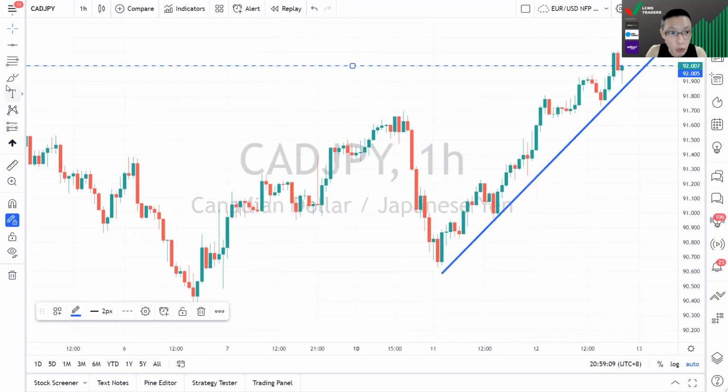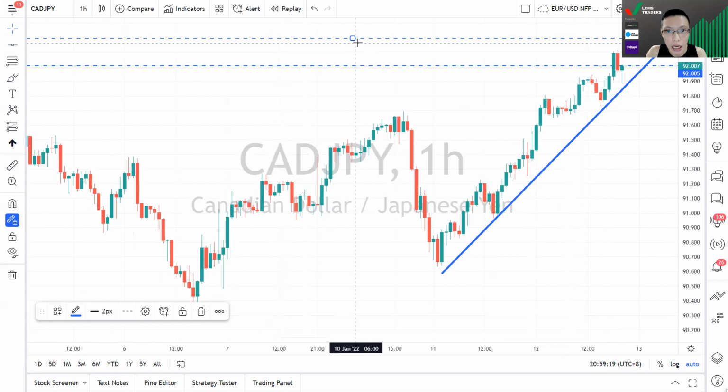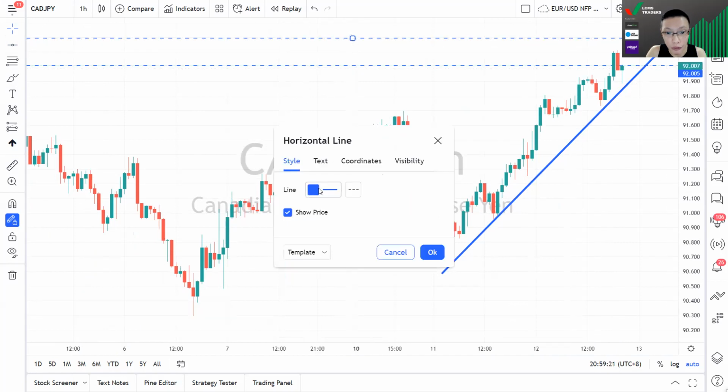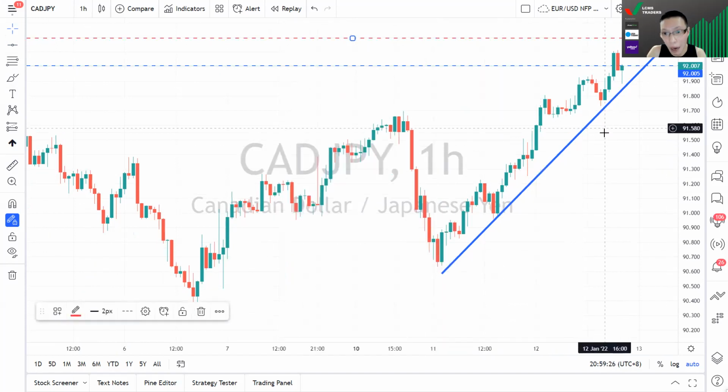Now, suppose it were to break above this level. Where should I be looking for a buy? I would say a 92.2 level would be a level that I'm comfortable with to buy CAD Yen upwards.